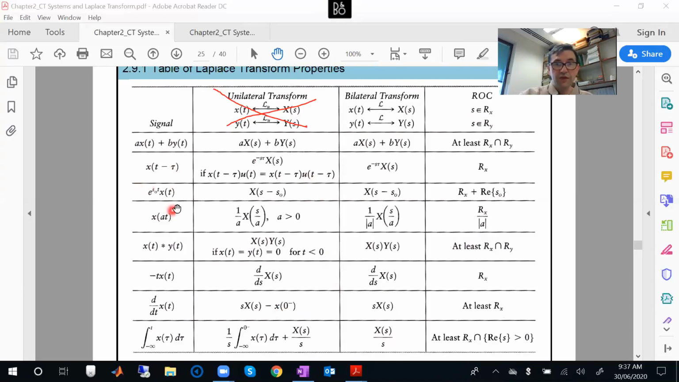Okay, you may have a case where you multiply x of t by an exponential function, and that gives us this interesting effect where it's the Laplace transform shifted by s.